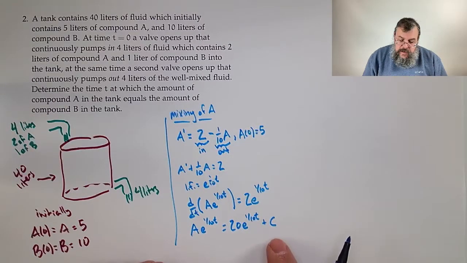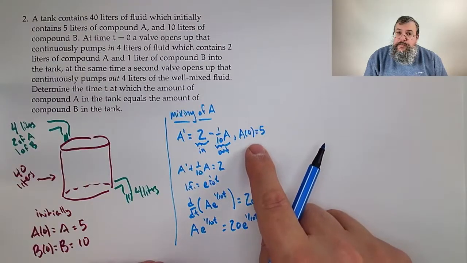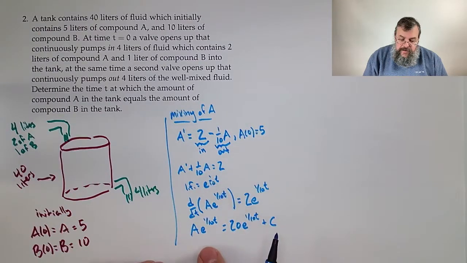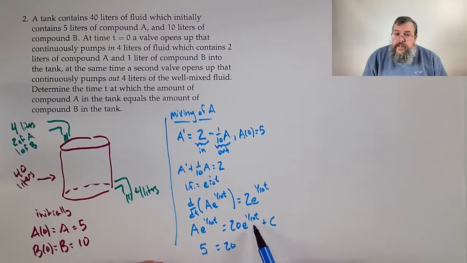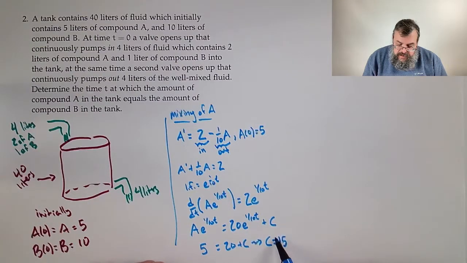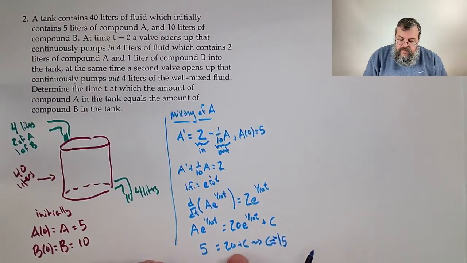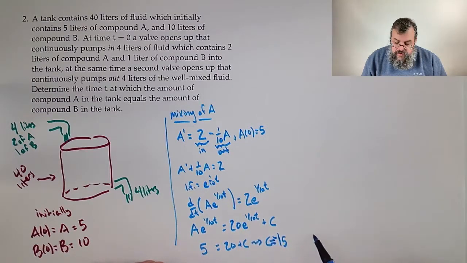So now, how do we find our constant? We'll plug in 0. And we get a of 0, which is 5, e to 0 is 1, equals 20, e to the 0, again, is 1, and plus c. So that says, aha, c has to be 15. Well, actually, excuse me, negative 15, right? Because 20 minus 15 equals 5.